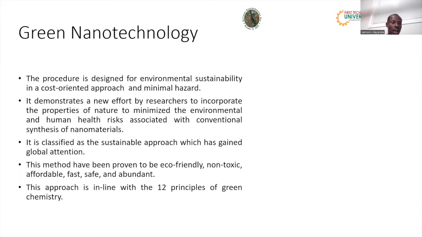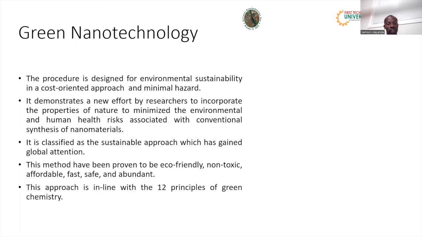Again, because of this sustainability approach, it's becoming a global attention now in view of all major concern to conserve the environment and also to minimize negative exposure to humans. Several of the methods which have come under this concept have been adjudged to be eco-friendly, non-toxic, affordable, fast, safe, and also abundant.